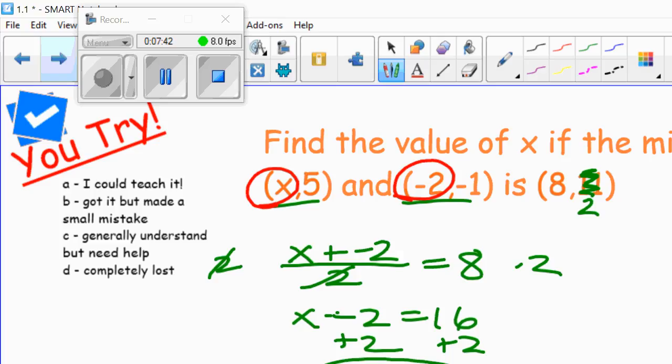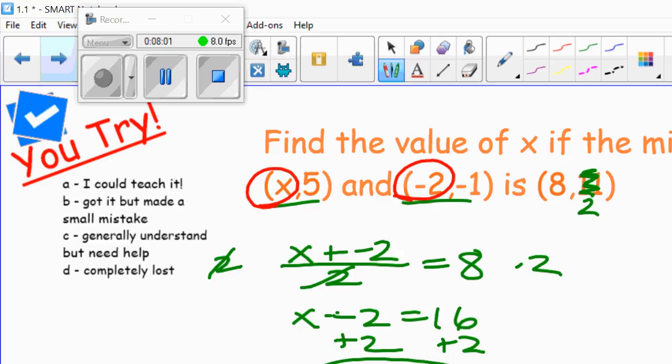So the 2's cancel. And I went ahead and changed my plus negative to minus, whatever you prefer, it doesn't matter. But the opposite of a -2 is a +2. Do that to both sides and get 18. Questions?